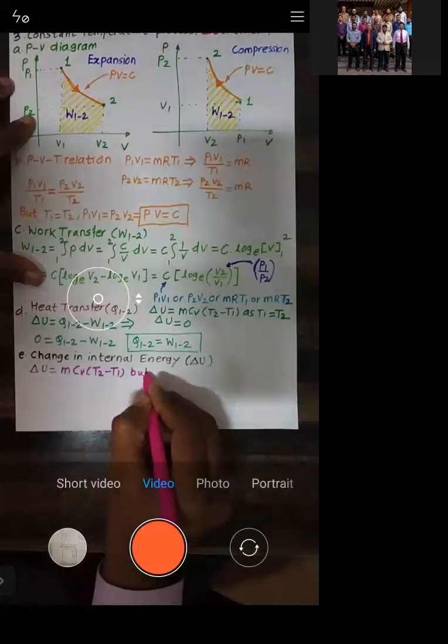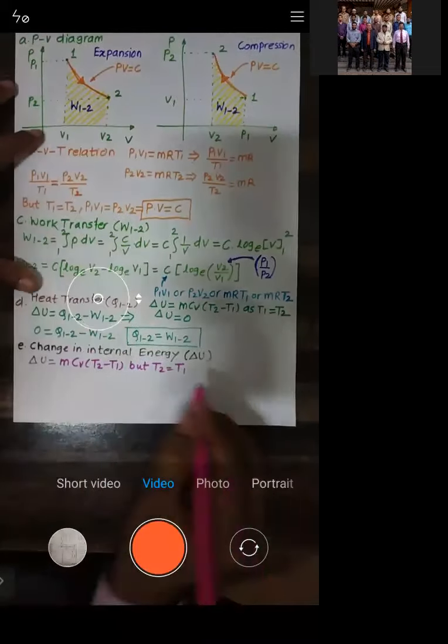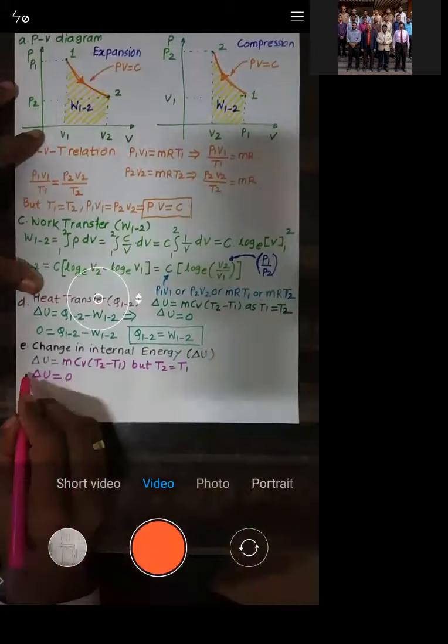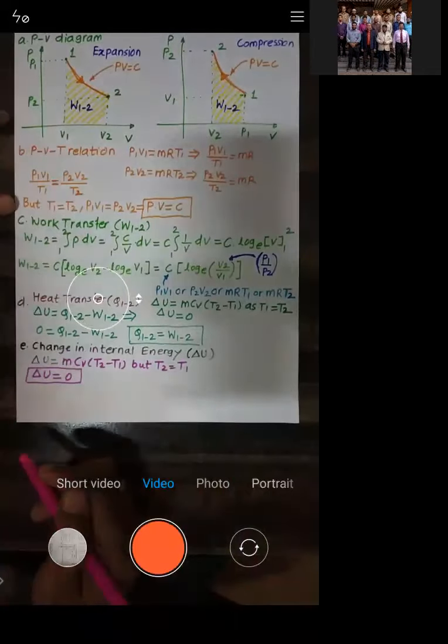But we have T2 equal to T1. So delta U, that is the change in internal energy, is 0. Yes or no? Let me know. Delta U is 0.